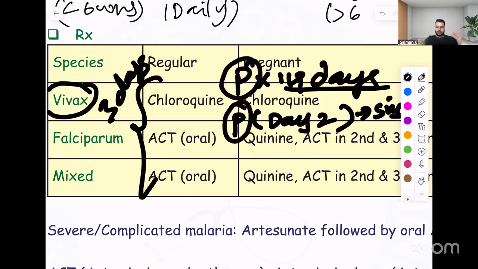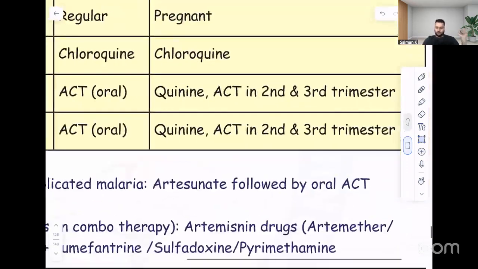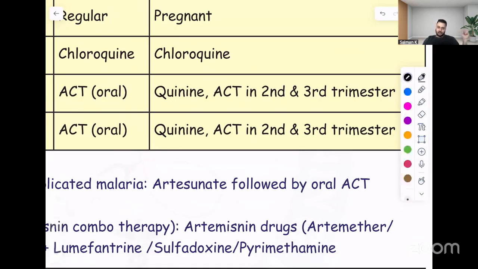Primaquine cannot be given in pregnancy. Please remember, it is teratogenic, so you cannot give this drug in pregnancy. If you talk about pregnancy, if it's Vivax, only give chloroquine, don't give primaquine. If it is falciparum, again, don't give primaquine. First trimester, give something called quinine. Second and third trimester, you can go for a medicine that is called ACT.